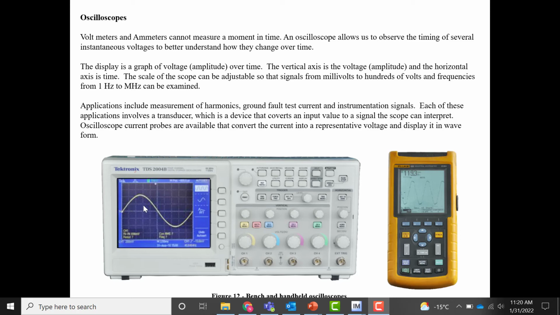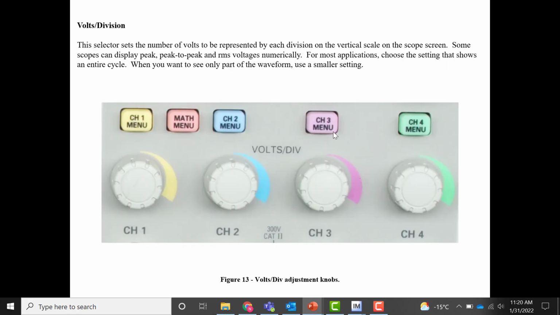You can count how many divisions it takes for a full cycle to be complete, then you multiply whatever setting it's on and you can get your frequency, okay? Again, vertical axis is voltage, horizontal is time. Applications include measurement of harmonics, ground fault testing, circuits, instrument signals, okay? So we can use these for quite a few different applications.